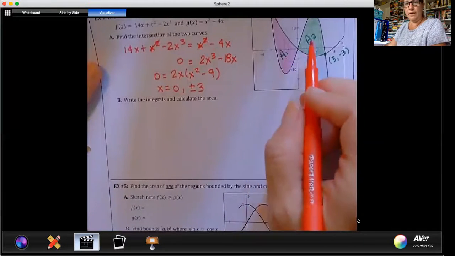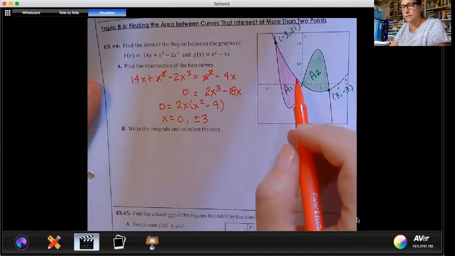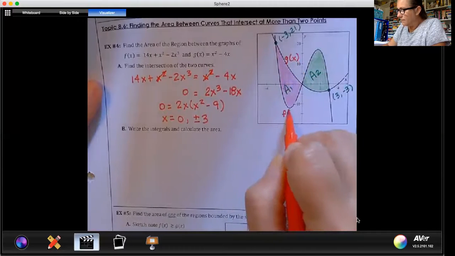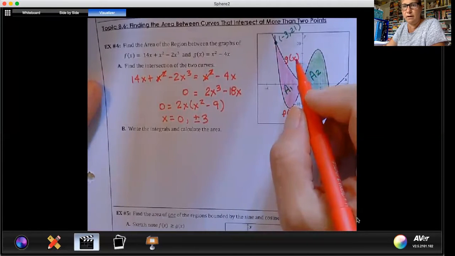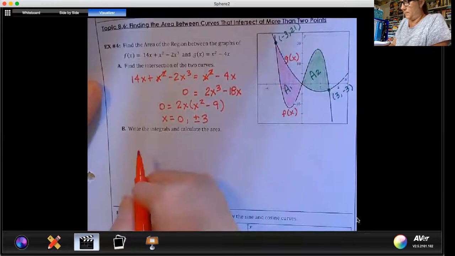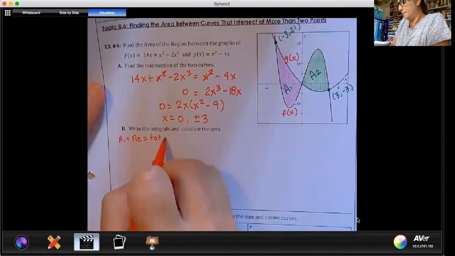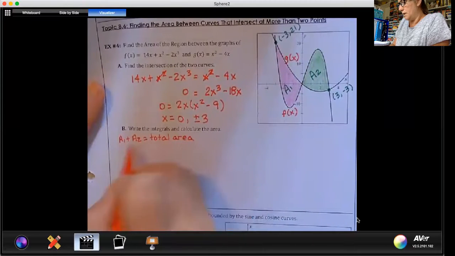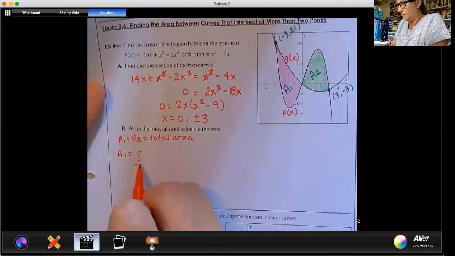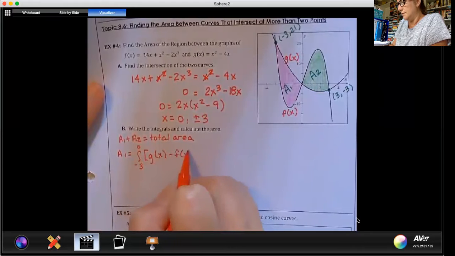So we have area 1 and area 2. Notice in area 1, the function is different. This is g of x, and this is f of x. So in area 1, the g of x is on top, and in area 2, the f of x is on top. So area 1 plus area 2 is your total area. Area 1 is from negative 3 to 0, and g of x is on top. So g of x minus f of x dx.